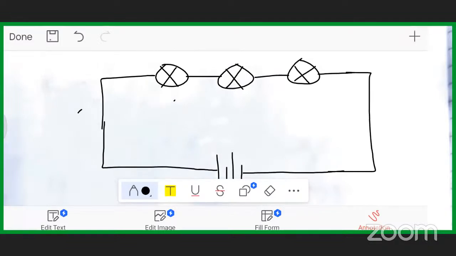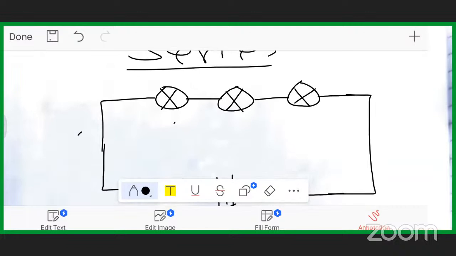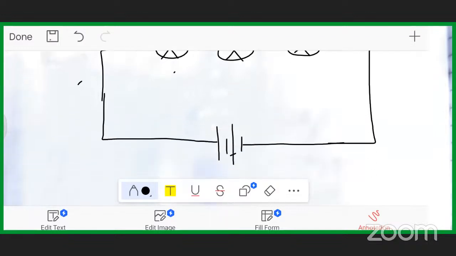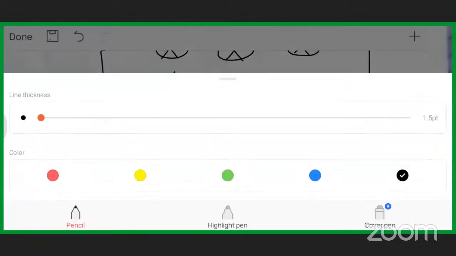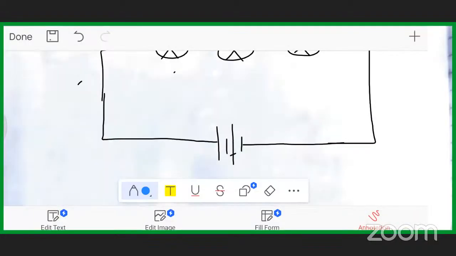So allow me to assume that the bulbs are identical, for quicker understanding of this. So you have bulb 1, bulb 2, bulb 3, bulb 4. We may be interested in bulb 1, bulb 2, and bulb 3: what is the current flowing through them and what is the voltage across them? If you want to know the voltage in the whole system, simply come and put in a voltmeter here.